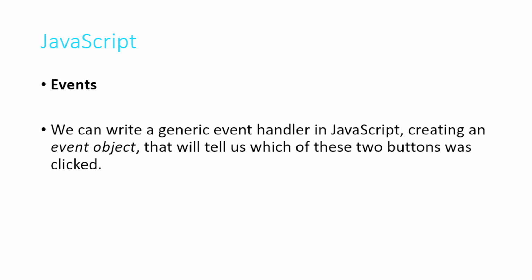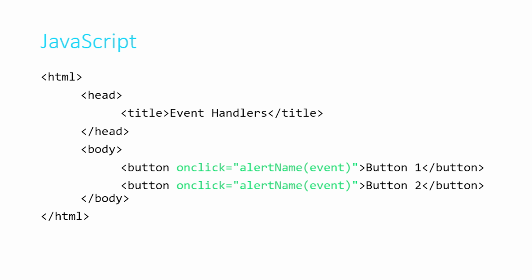We can write a really generic event handler in JavaScript, for example, that creates an event object and will tell us which of those 2 buttons was clicked. It might look something like this. Button onClick equals alert name event. If we do this, we have set up our HTML so that when either button 1 or button 2 is clicked, the alert name function will be called and an event will be passed in. The event is automatically generated by the page, and it contains all of the information about what just happened. And from that information, we can extract more information.